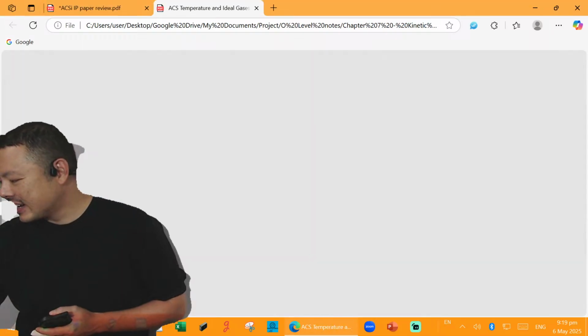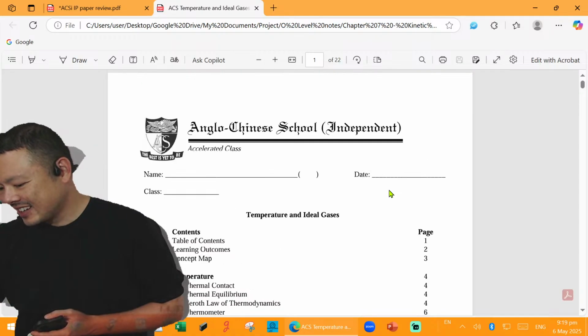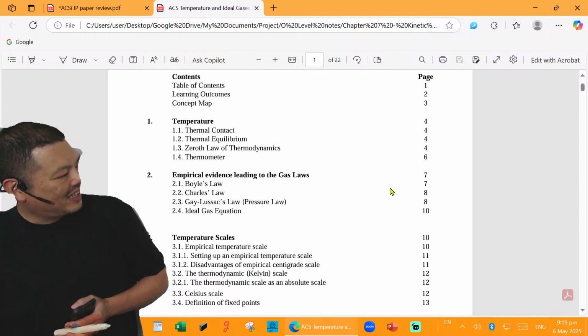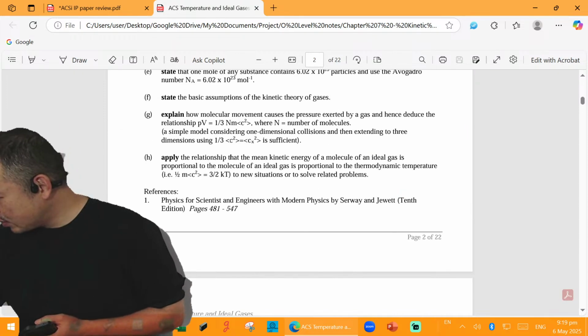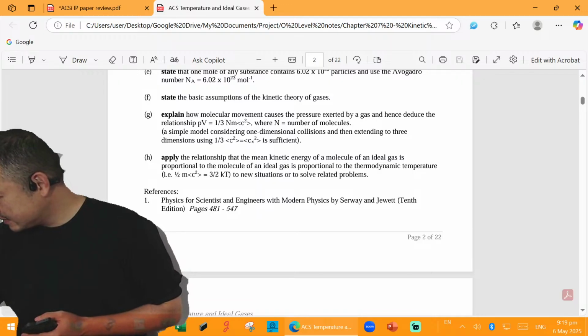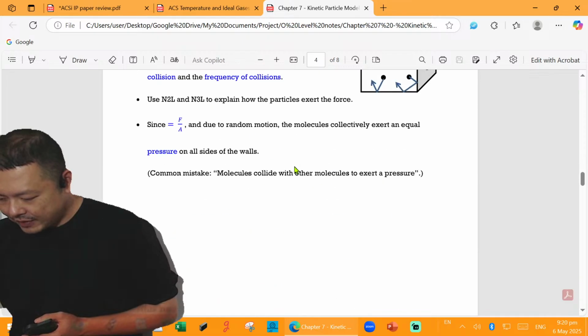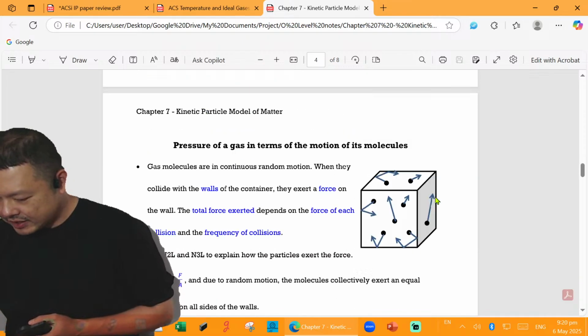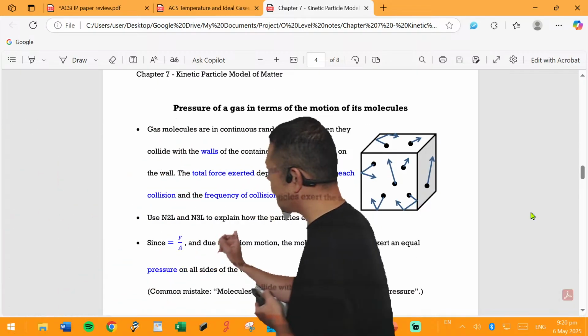Anyway, I got the ACS temperature and ideal gas notes also. So look at this. Temperature and ideal gas, look at that. I have this one, but actually in my own notes also I have it. I kind of just told you all that if it's O levels, ignore this, because apparently this is no longer in syllabus.